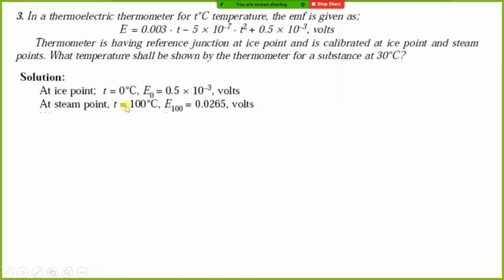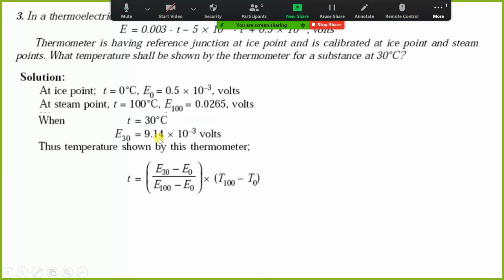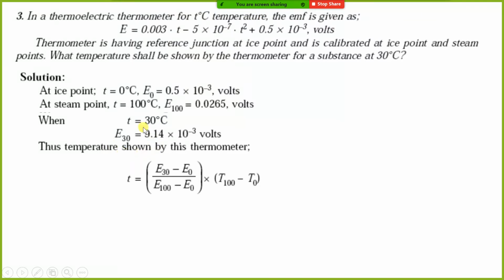At steam point, if you put T is equal to 100 in this equation, we will get E100. 100 stands for 100 degrees Celsius. That means E at 100 degrees Celsius is 0.0265 volts. When T is equal to 30 degrees Celsius, when we put 30 in this equation, we get the value of E as 9.14 into 10 to the power minus 3 volt. But we have to convert this into temperature.